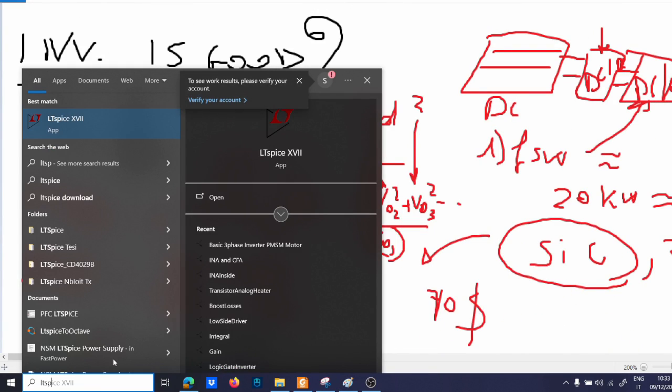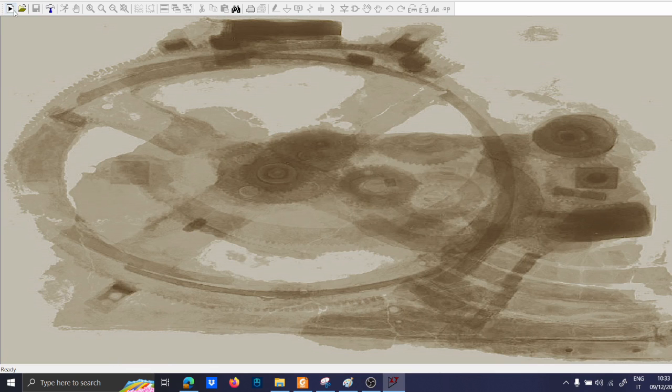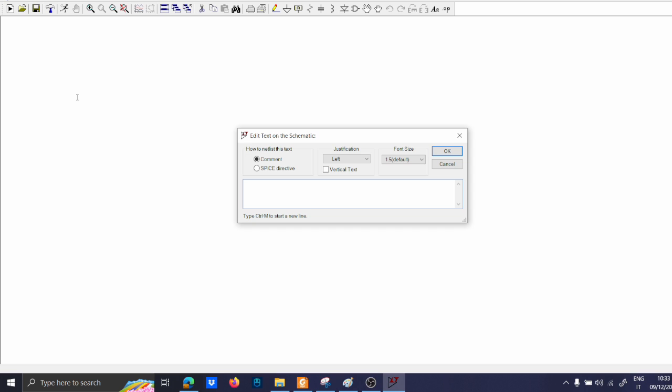Let's see how we can simulate it. So the first thing that you want to do is to declare the variables. So .param, we need the fundamental frequency f1, which is 50 Hz. Then we have .param the switching frequency, which for now is 1 kHz.